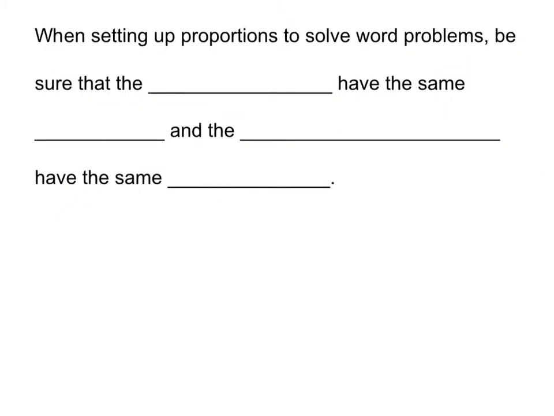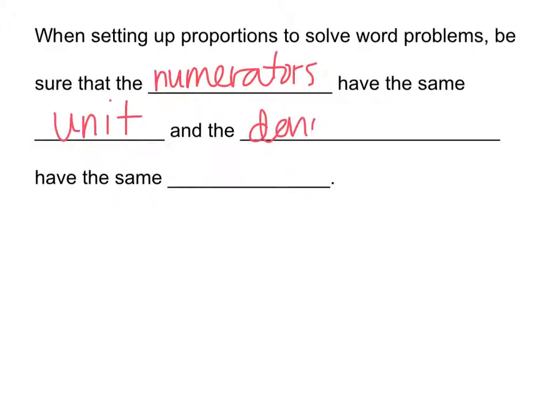Okay? Now, when we set up a proportion to solve word problems, be sure that the numerators have the same unit and the denominators have the same unit. So they need to match. The top needs to match and the bottom needs to match with units.